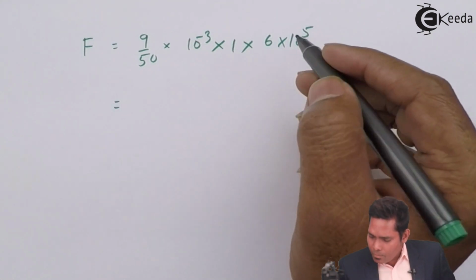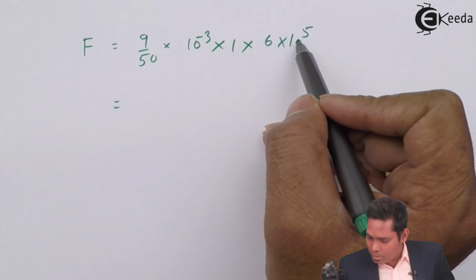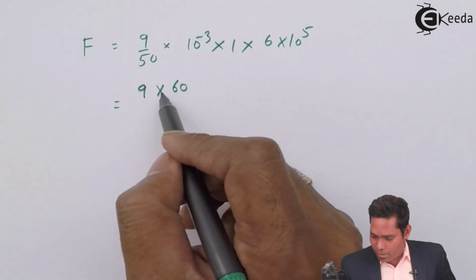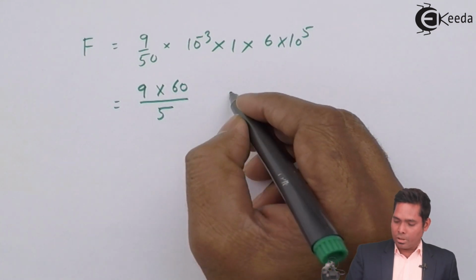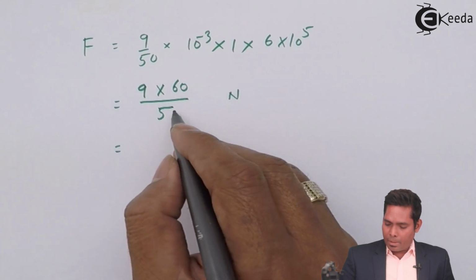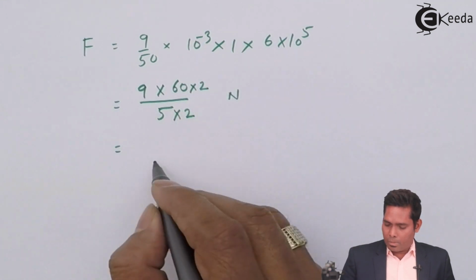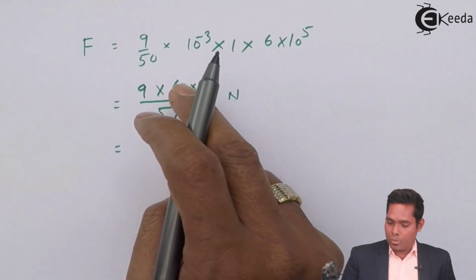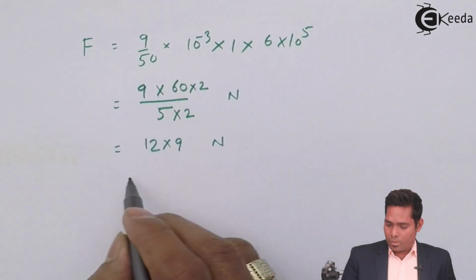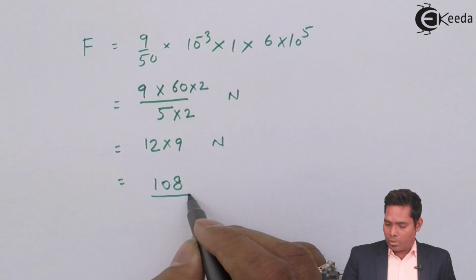If I solve this, this is minus 4 and this is 5, this is 1 only. So it is 60 and 9 into 60 divided by 5. This much Newton. If I multiply 2 here and 2 there, then this becomes 10, and 10, this means this goes 0. This is 12 into 9 Newton. This is 108 Newton.